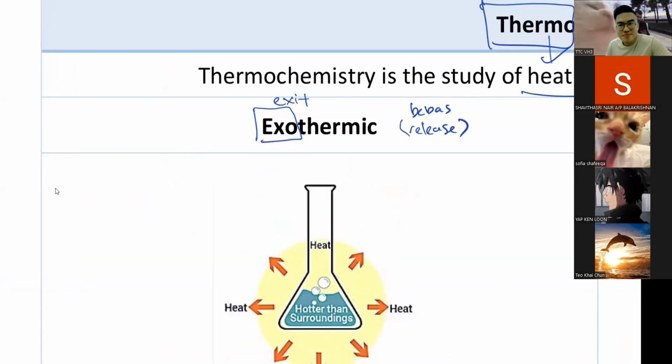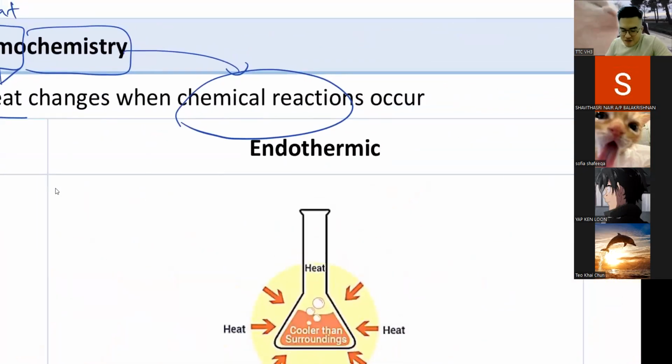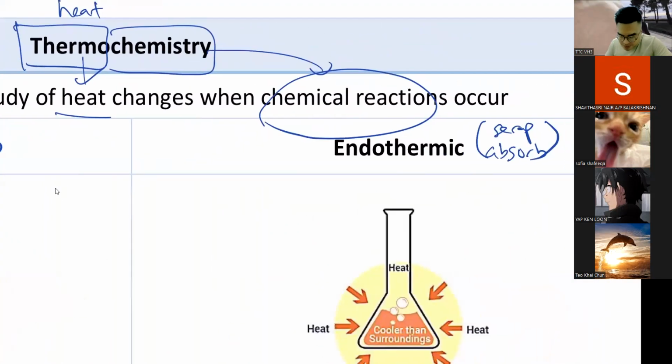And on the other hand, if I absorb heat from the surrounding, I serap haba dari persekitaran, I absorb heat, I am called endothermic. Okay, endothermic. Endo means enter.